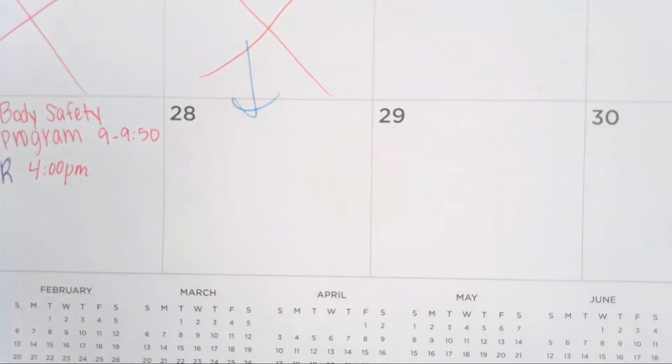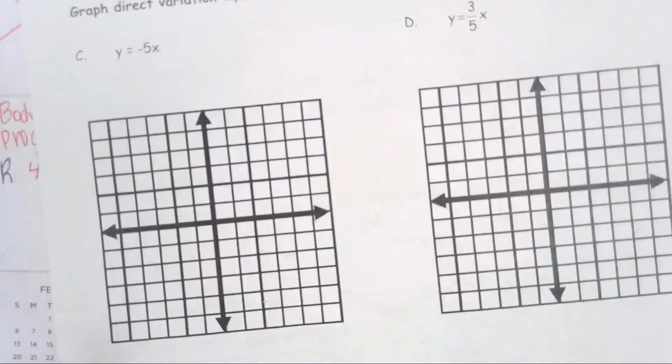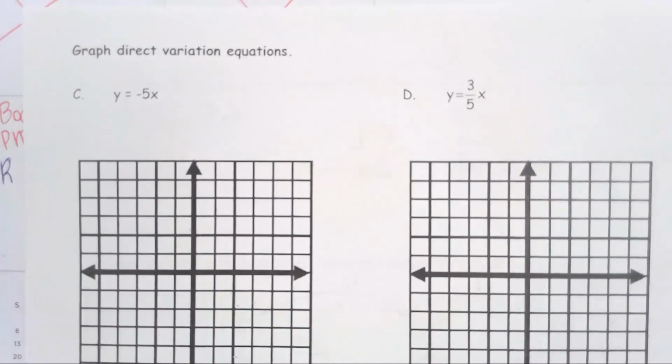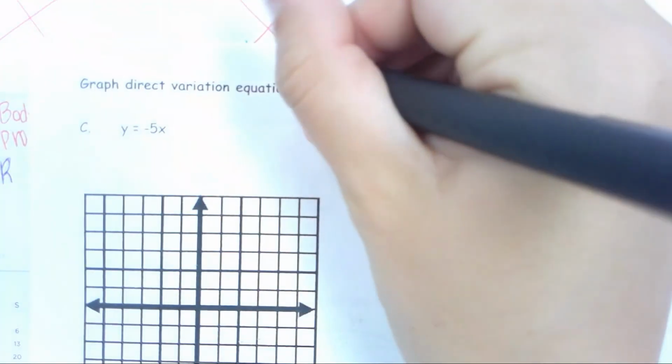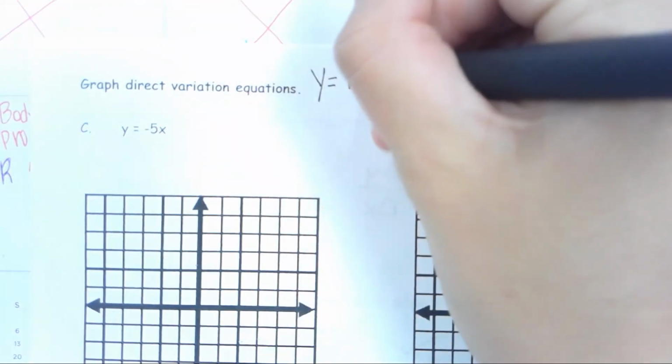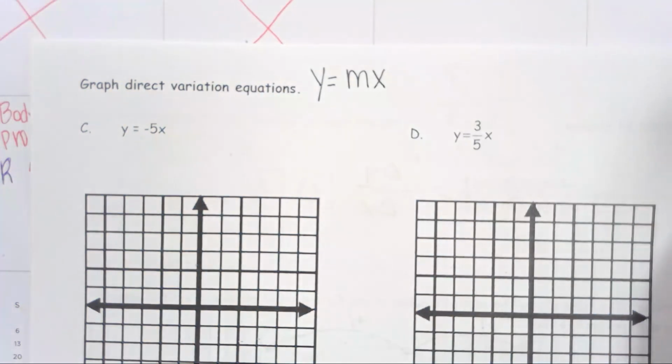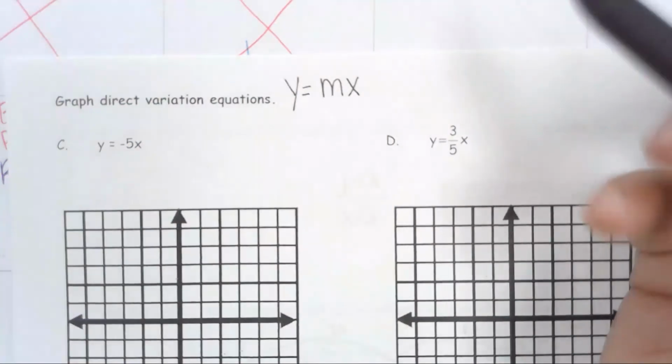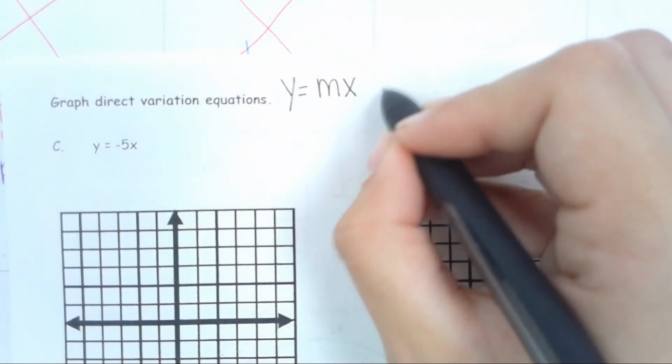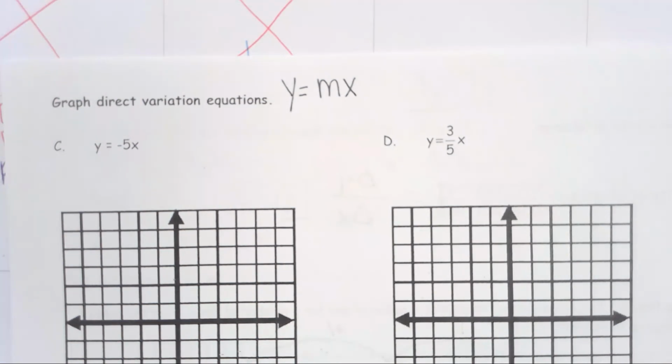Last page here. Here we are talking about direct variation. So remember with direct variation equations, slope formula is in the format y equals mx for direct variation. Later on next week we are going to talk about the plus b part, but when you have a direct variation, you have a graph that is proportional. So that means that it's going to go through the origin and it is going to have a straight line.